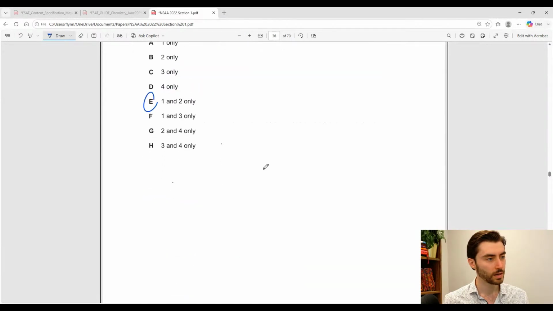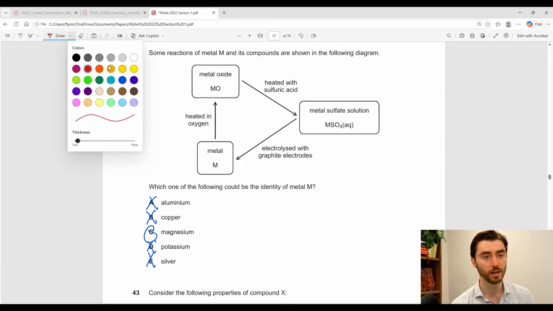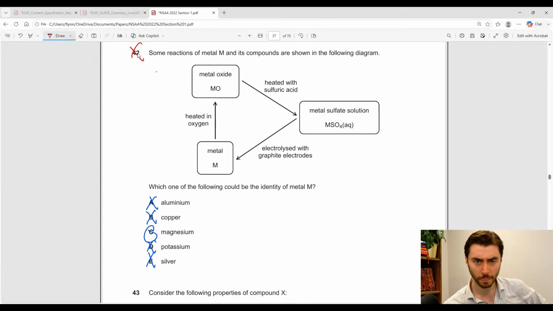So it is E, good. 42, I got that wrong. So okay. So my chemistry isn't my top science. So I'm not expecting perfection here. So that one I got wrong. It was copper. Oh, of course. That was so stupid of me. Magnesium sulfate solution, you wouldn't get the magnesium back. You would get hydrogen out. So the fact that you get the metal back means that has to have been the copper.